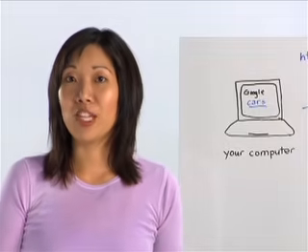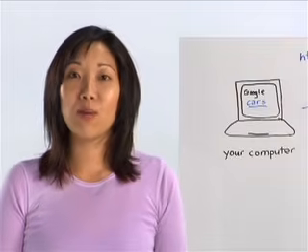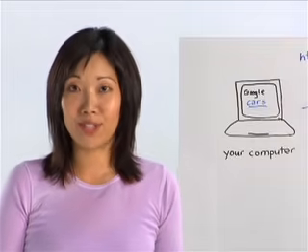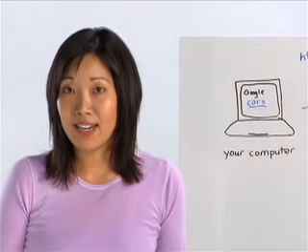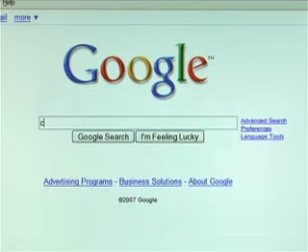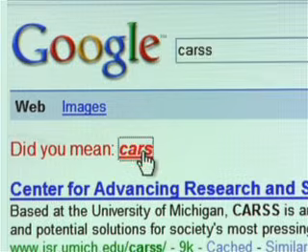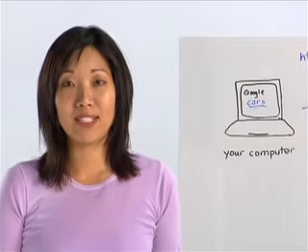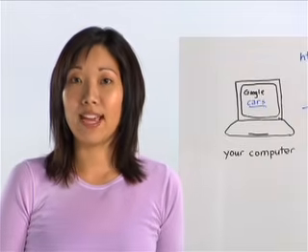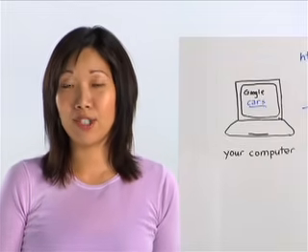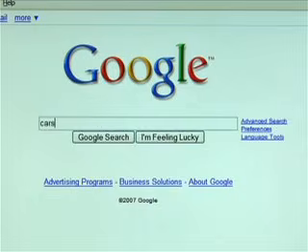For example, if you've ever mistyped a search term, you've probably noticed that Google offers an alternative spelling. So if you add an extra S at the end of cars, Google will ask, "Did you mean cars?" We're able to do that because we've studied search queries in our logs and found that when people type in CARSS, they often really mean CARS.